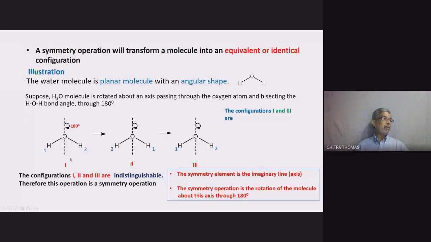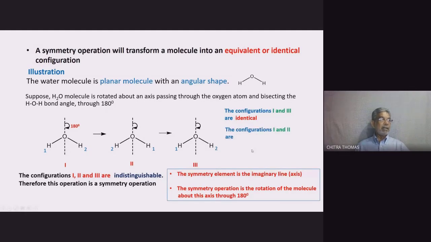Now, you compare the configuration 1 and 3. In configuration 1, the hydrogen labeled 1 is on the left, and in configuration 3 also, hydrogen labeled 1 is on the left. Hydrogen labeled 2 is on the right in configuration 1, in configuration 3 also. So, these two configurations are, you tell me or decide, identical or equivalent. They are identical. They are indistinguishable and also identical.